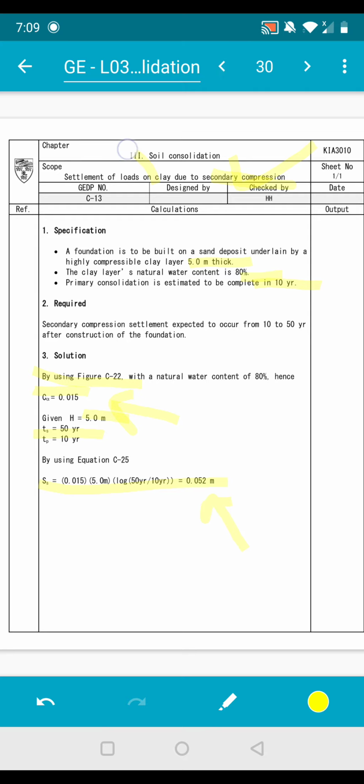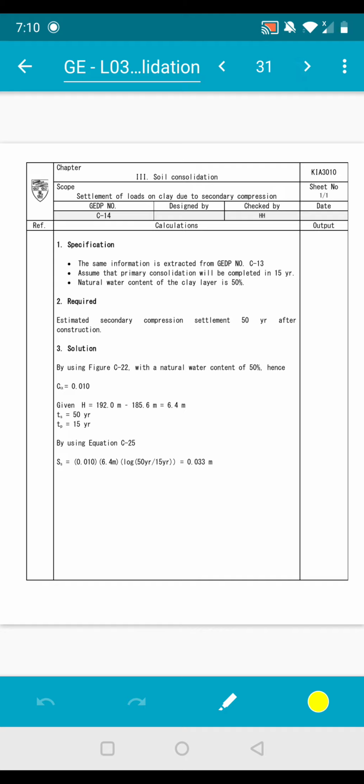Okay, so that was problem number 13. Now let's move on to the last problem in clay, C14, basically using the result from C13. The same information is extracted from C13. Now assume that primary consolidation will be completed in 5 years and the natural water content is 50%. What is required? Estimate secondary compression settlement for 50 years after construction.